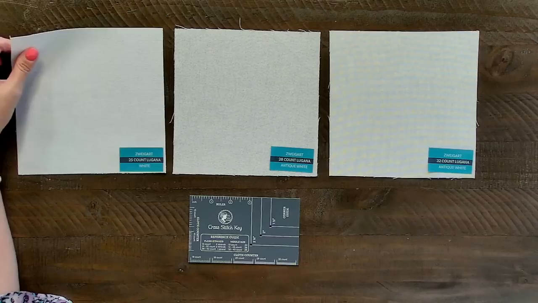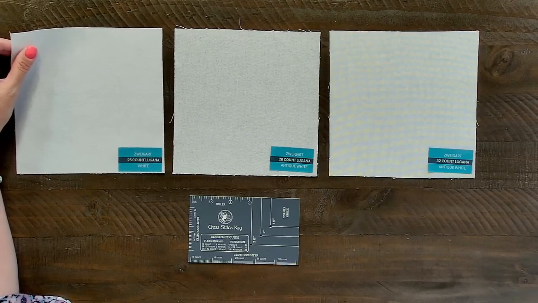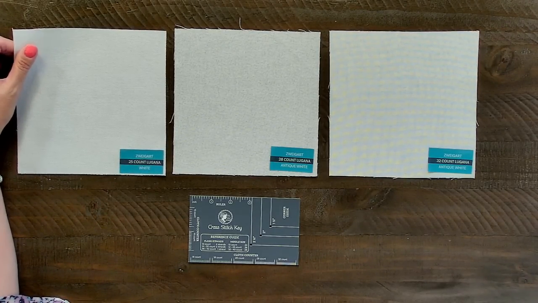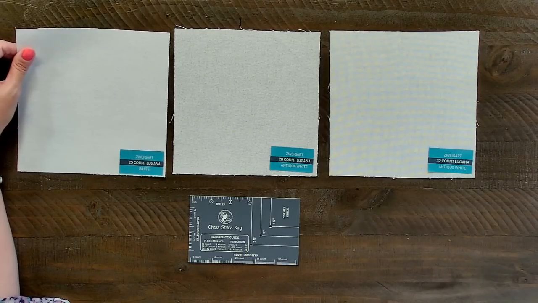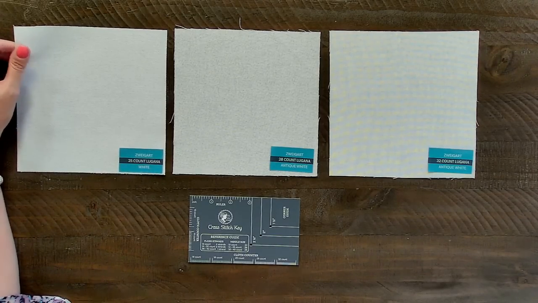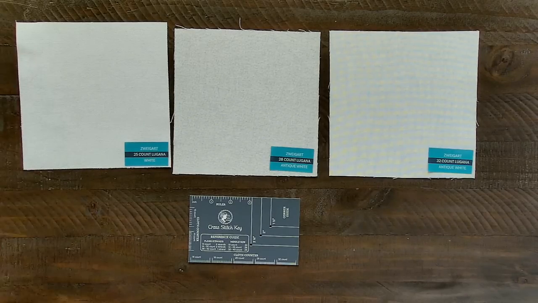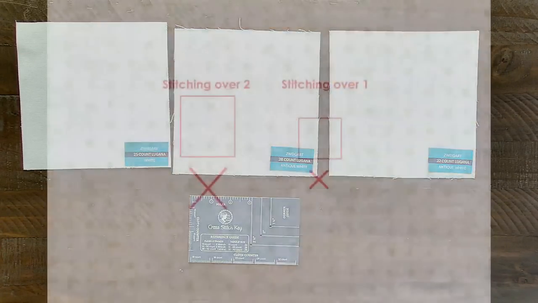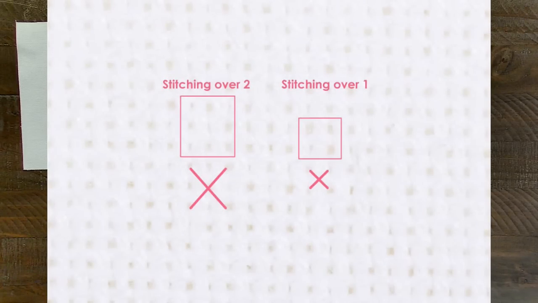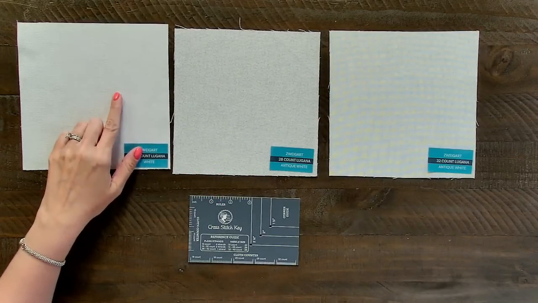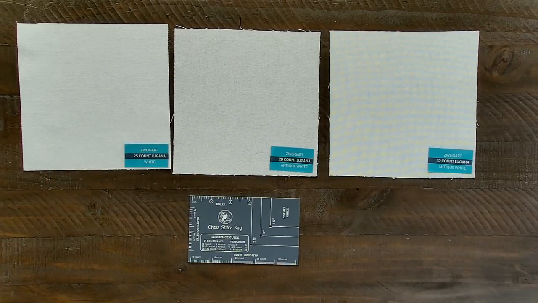Evenweave is softer than Aida, and we are going to talk about the different ones that are softer and ones that are not as soft. You typically stitch over two threads, which is called stitching over two, and we're going to show you an image. So stitching over two, when I talked about the threads, you go over two with Evenweave, and stitching over one would be on the right, which is what you do with Aida. So when you're stitching over two, you're skipping every other hole.